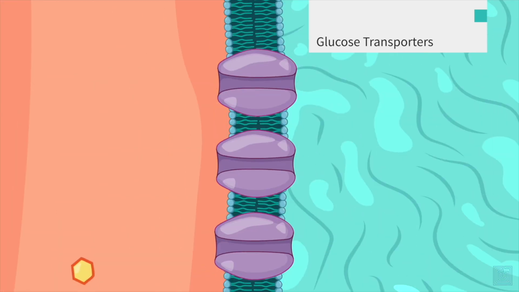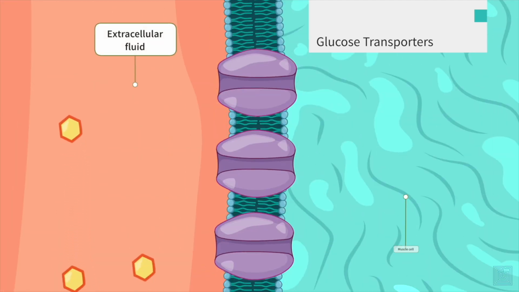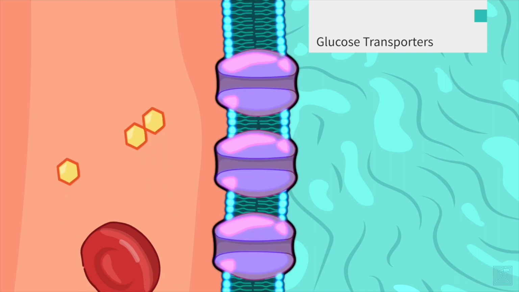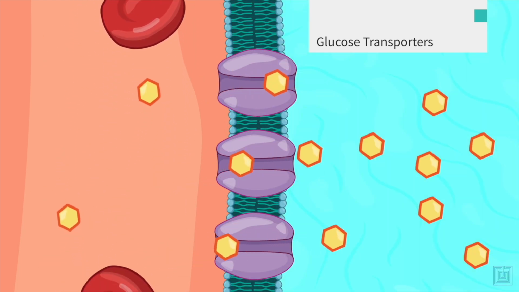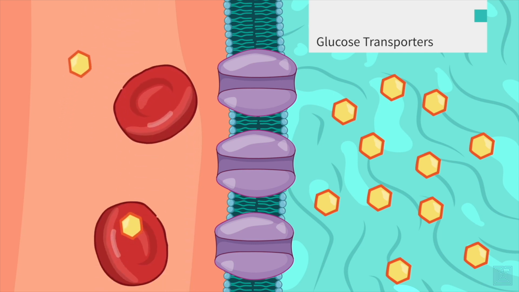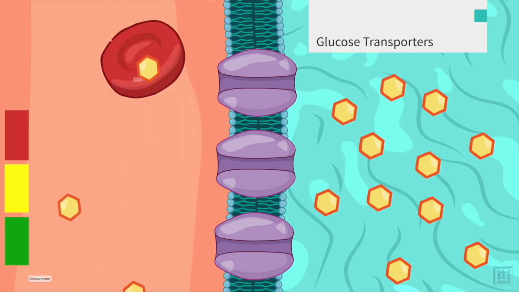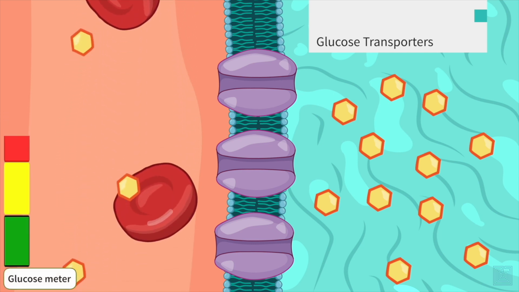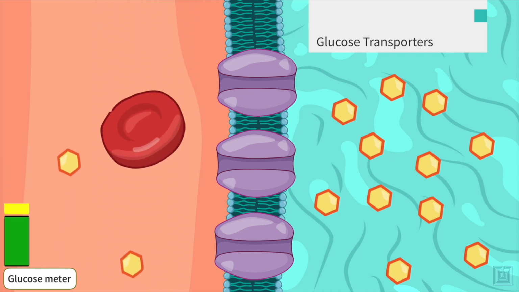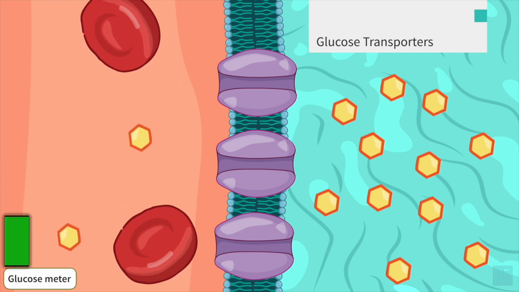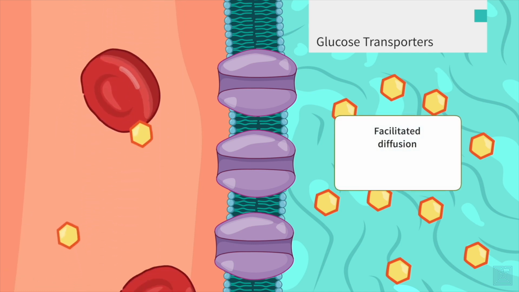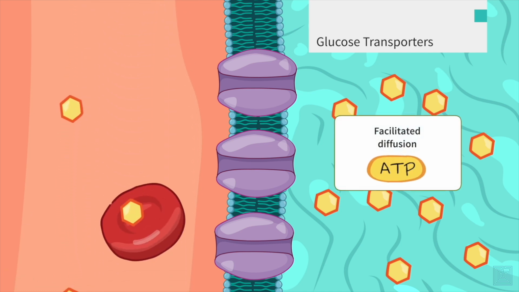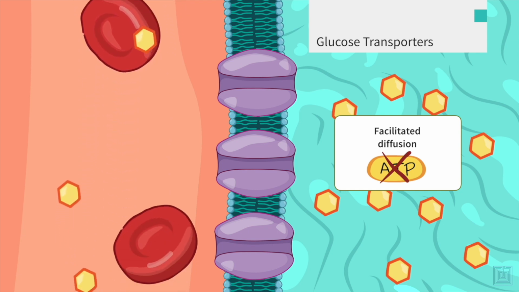The idea is that when more glucose is outside the cell than inside, and GLUT4 transporters are on the cell's surface, glucose moves into the cell to equalize its concentration on both sides of the membrane. This reduces blood glucose levels. It's a pretty efficient process. And if you think back to your review of membrane transport, you might notice that this is an example of facilitated diffusion through a channel, which does not require ATP.